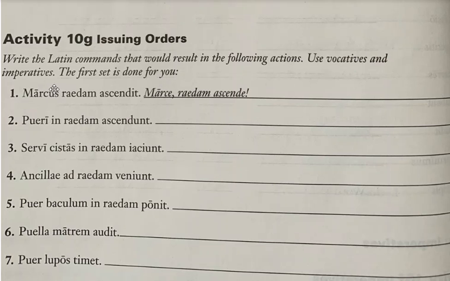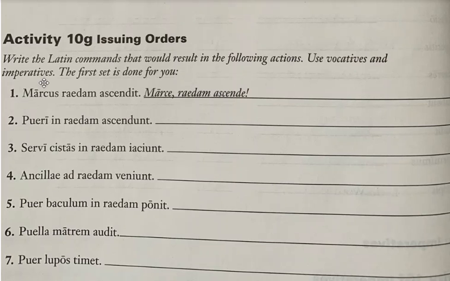But for these -us names or jobs like servus, the -us becomes -e. We've seen this before. So you're going to use a vocative, and then you're going to take the verb and turn it into the imperative that you did yesterday. So Marcus climb, ascende. Ascendere is a third conjugation verb, so it's ascende. And then raedam stays the same. No need to change raedam. This is still the direct object of this verb here.